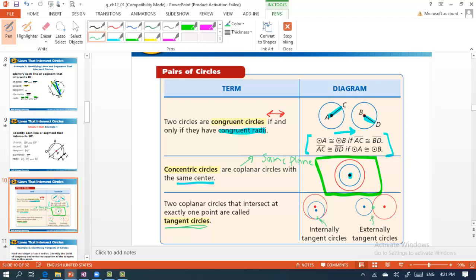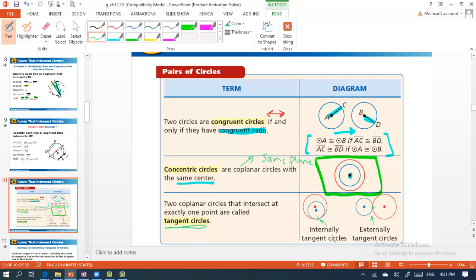This is the difference between external and internal tangent circles. Definitely they have to be two different circles with different radii, and each one is bigger or smaller than the other one. But they're meeting each other in one point, or they have a point of tangency between them. Internally is when one circle is inside the other one. When both of them are outside, but they are meeting in one point, they are externally tangent circles. Hope this is understood.